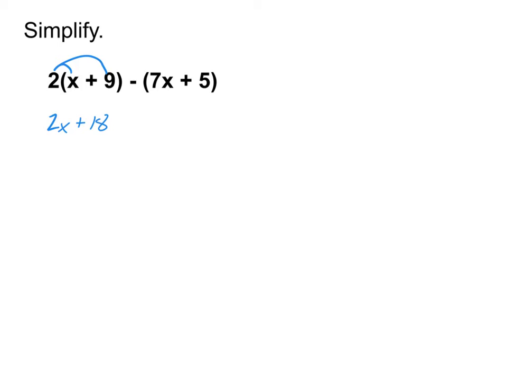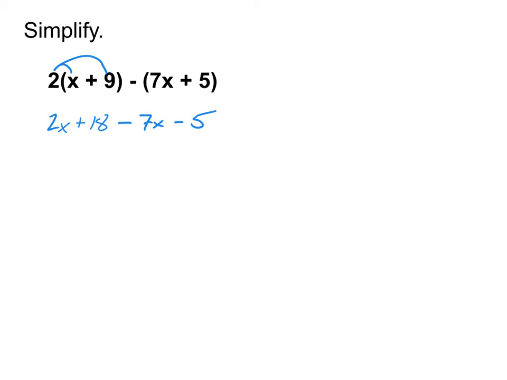Now we go on to the second set of parentheses. It's a minus out front again. So remember, that changes the sign of everything inside. So the 7x is now minus 7x, and the 5 is now minus 5. So notice my first step is just to get rid of those parentheses. Now that I've gotten rid of the parentheses, all it is a matter of combining like terms.